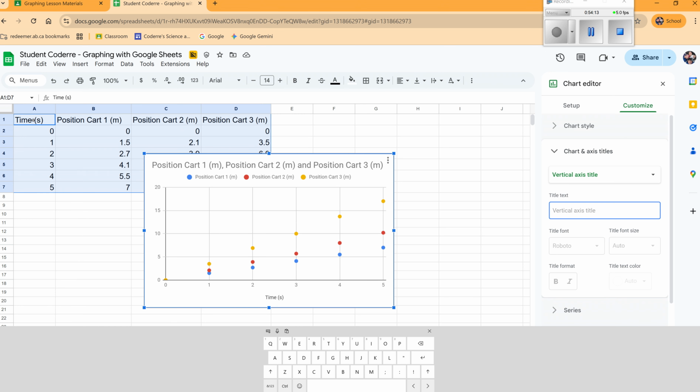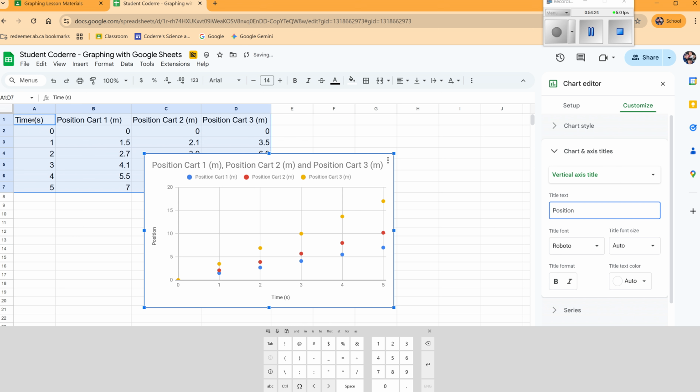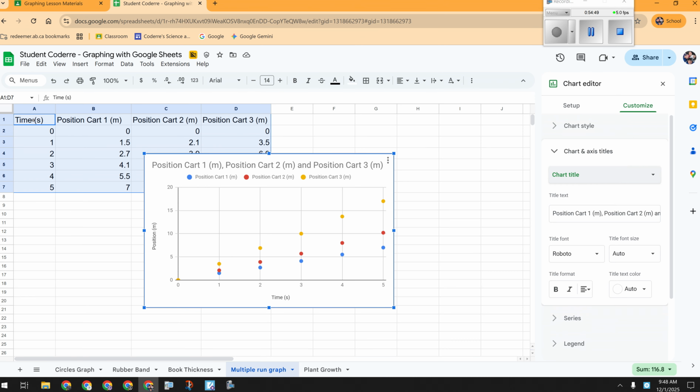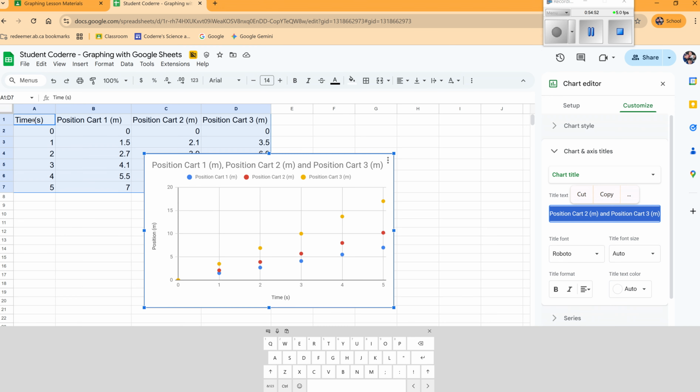If it doesn't, click this drop down and select Vertical Axis Title. According to our data, the y-axis is showing position in meters. So that's what I would type in. Position, and then in brackets, meters. It'll update as you go, so it's already put it on there. Also look at my title. That title kind of sucks. It's not very good at all. So I'm also going to go to Chart Title, and I'm going to clean this up. I'm just going to say position versus time.